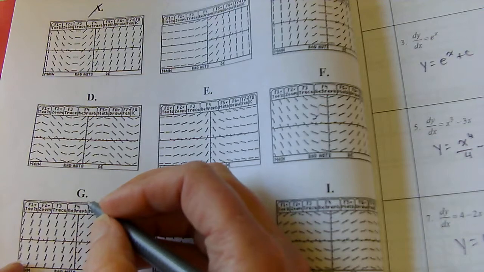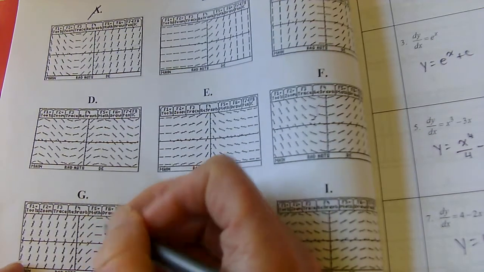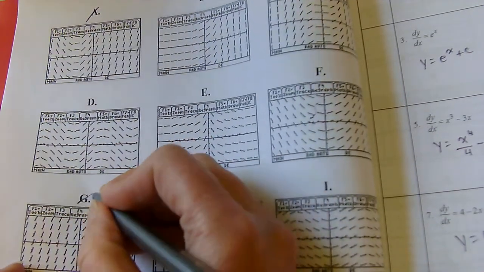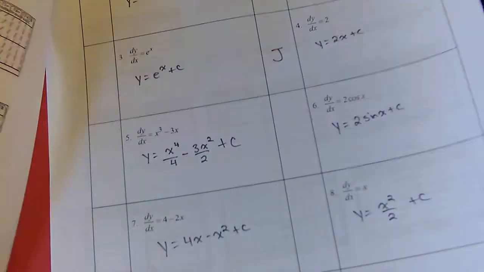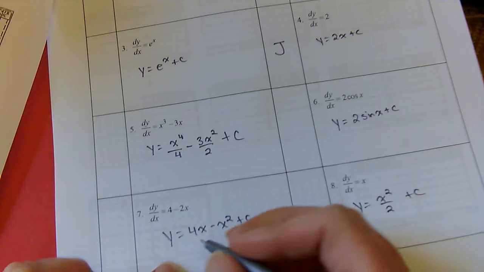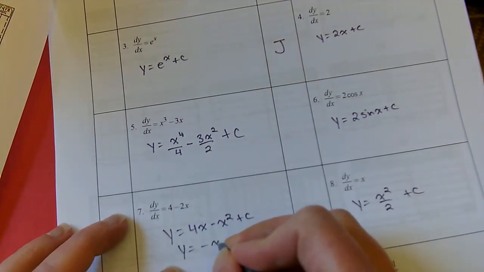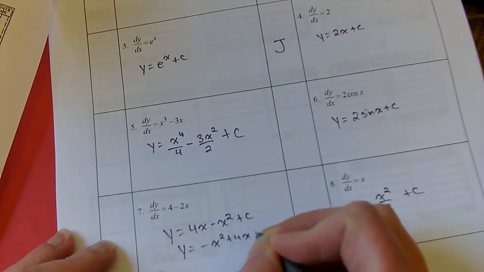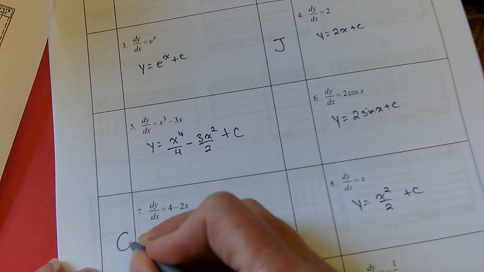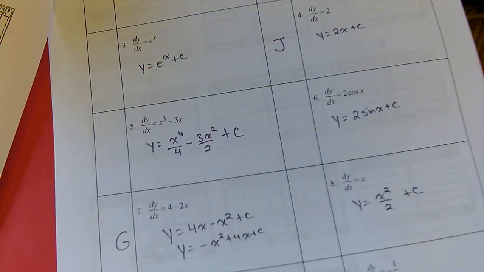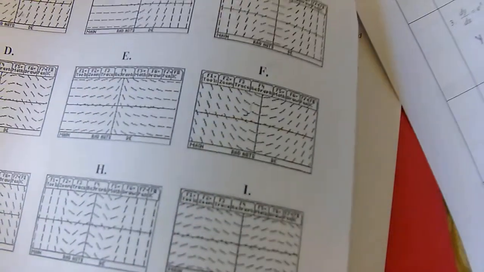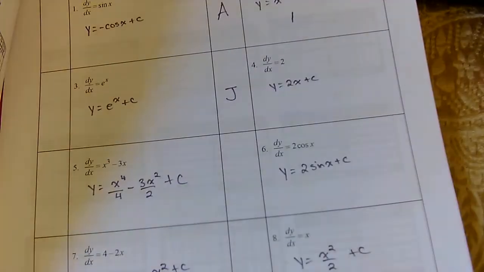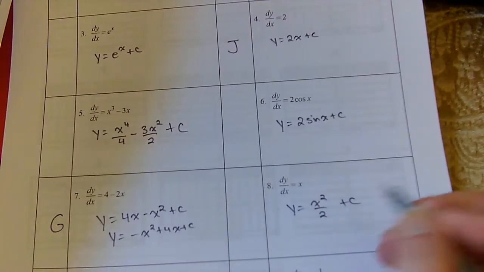This one had a vertex at +2. Let's see, upside down parabola. Ooh, there it is. This is really -x² plus 4x plus c. That's it. Then there was a parabola that went right down the y-axis. F. That would be this one, x² plus c.